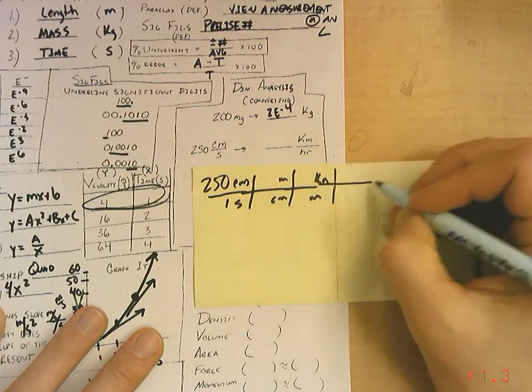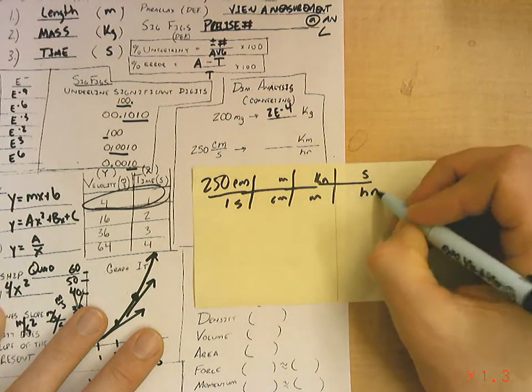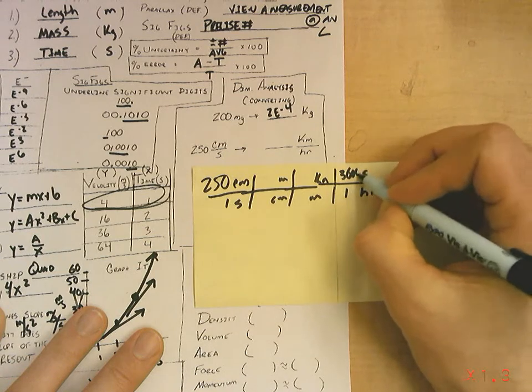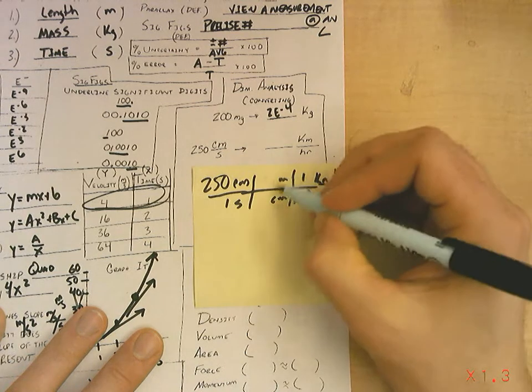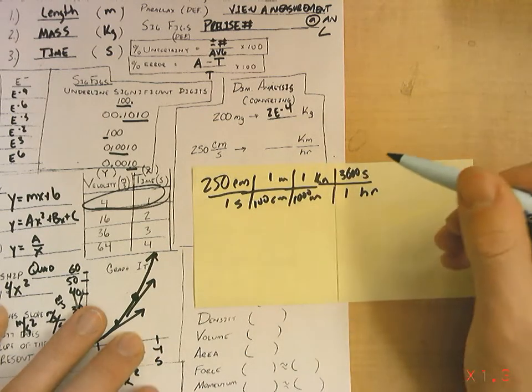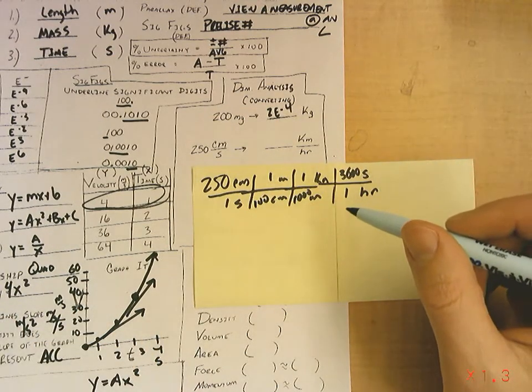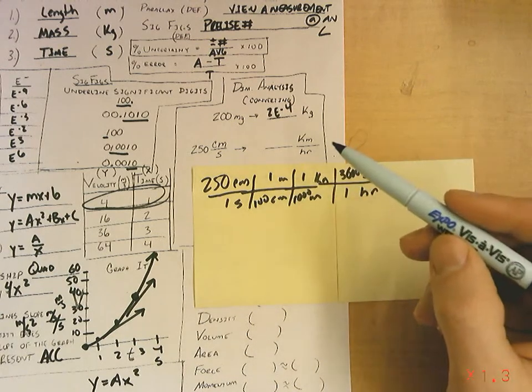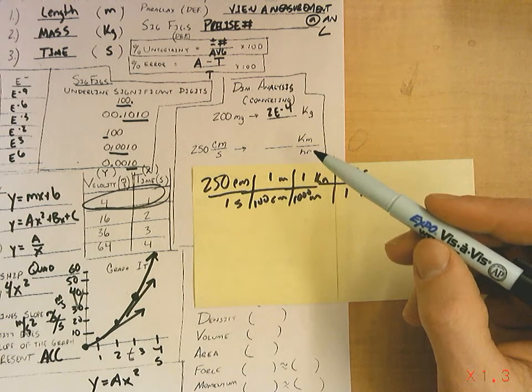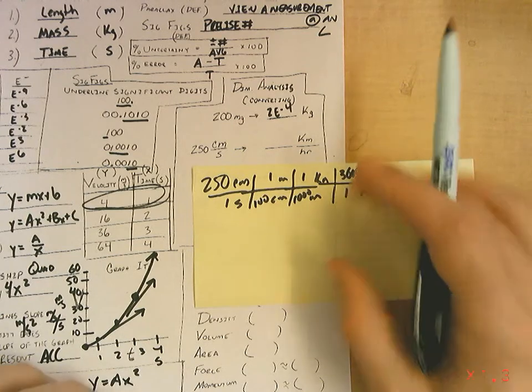And if you can remember way back earlier in the year, I told you this might be something you might want to use as a time saver. 3,600 seconds in an hour, 1,000 meters in a kilometer, 100 centimeters in a meter. And basically we're going to need to move the decimal over 5 places to the left, and then multiply by 3,600. And when you do that in your calculator, what you're going to end up with is 9 kilometers per hour.